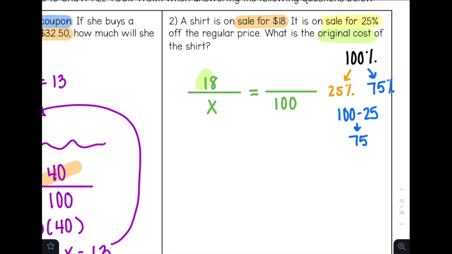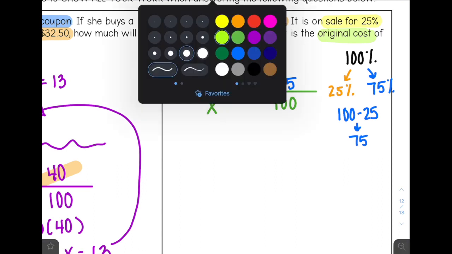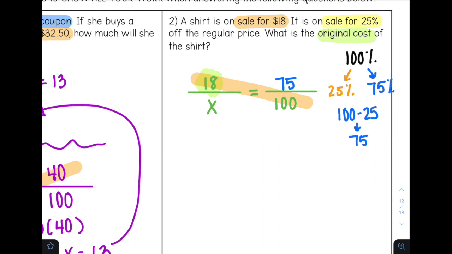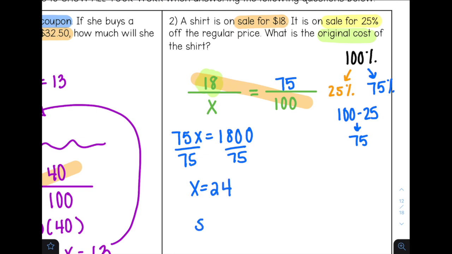Now, this is important because you're looking at what you pay. That's what you need to use. You're not using the difference because we can't find it. So you're using 75. So now we get to cross multiply. And we get 75x equals 1800. Divide both sides by 75. X equals 24. Now, you can always double check. How would you double check?